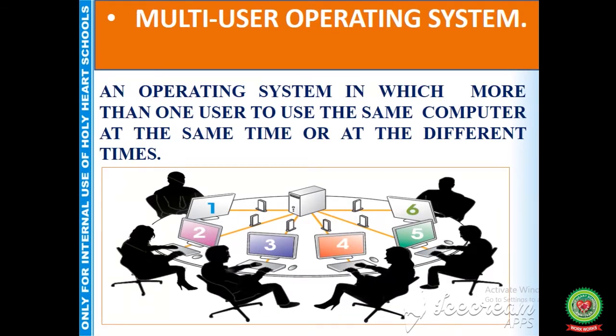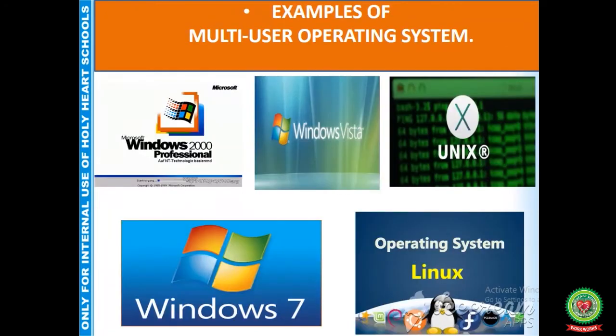Next operating system is multi-user operating system. Multi-user operating system allows more than one user to use the same computer at the same time or at different times. Like you can see in this picture, there are multiple users, means more than one user, and they are using a single processor, means they are using a single operating system. So multi-user means more than one user can use the same computer at the same time or at different times. Some examples of multi-user operating system are Windows 2000, Windows Vista, Unix, Windows 7 and Linux.